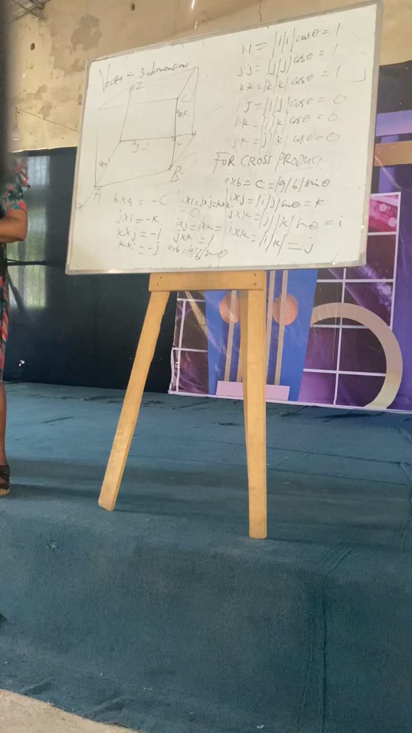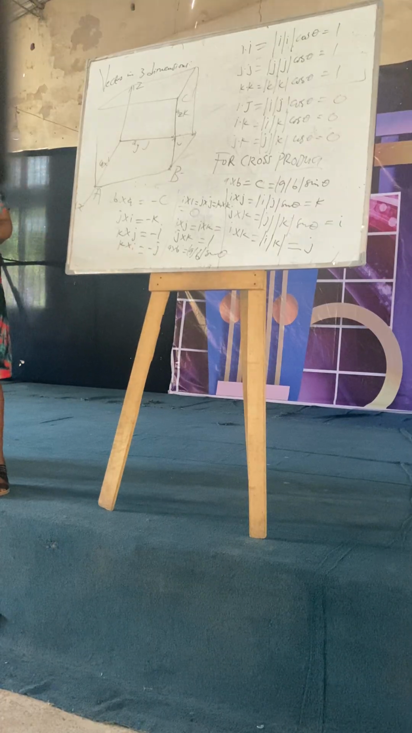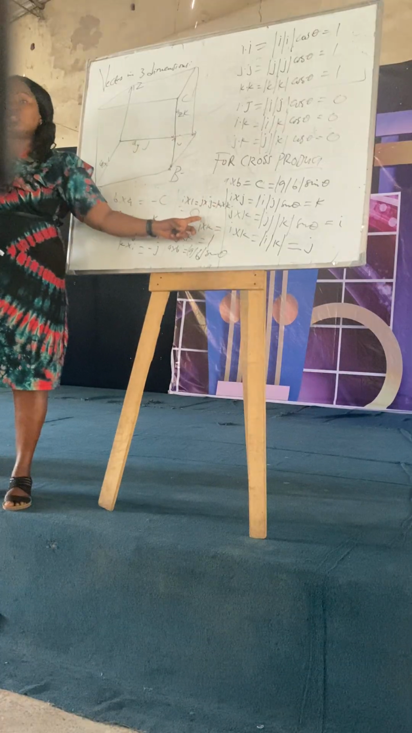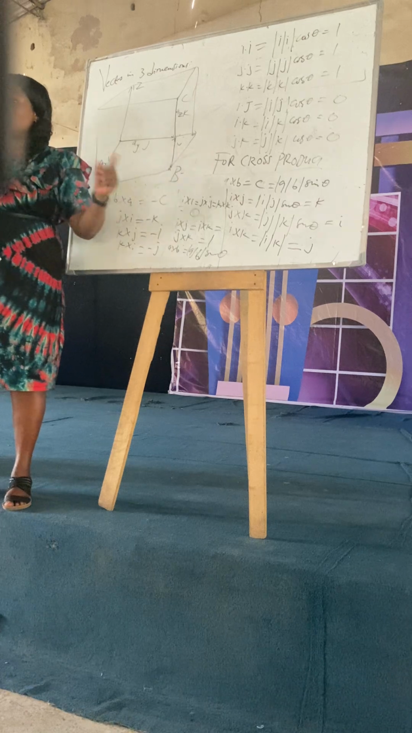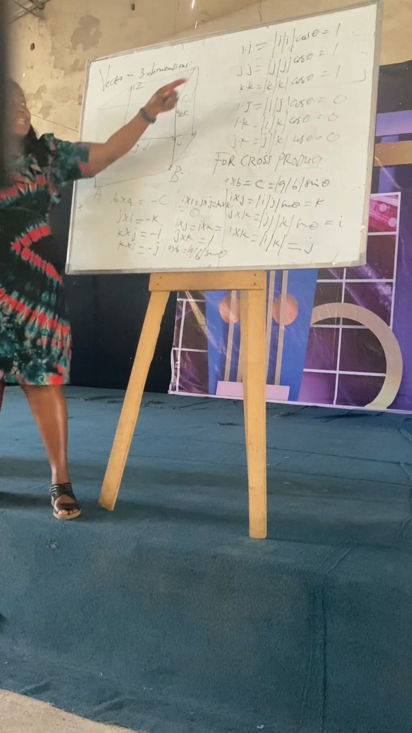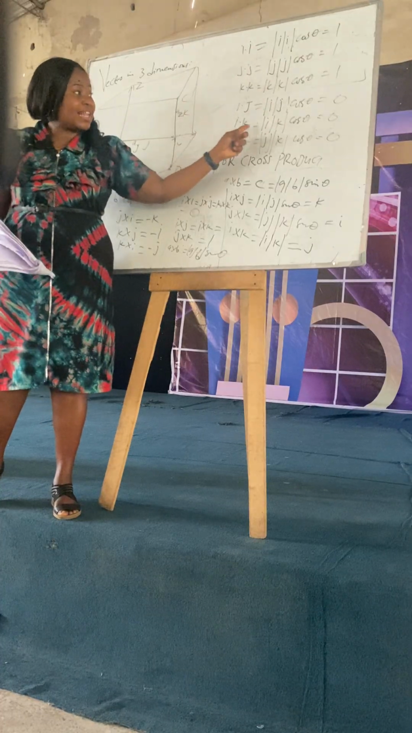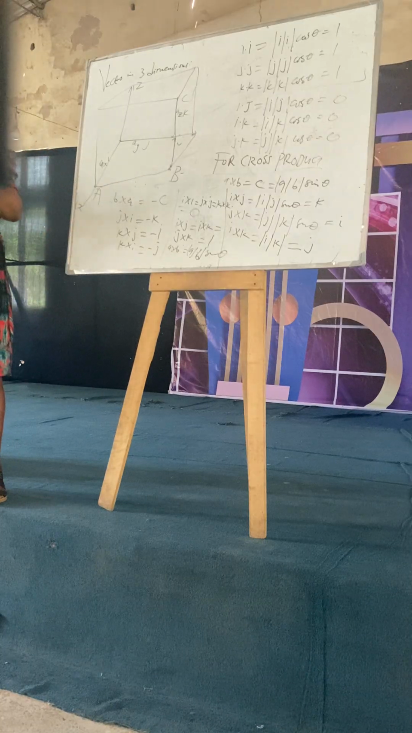Under unit vectors, when the vectors are parallel, under cross product they are equal to 0. When they are perpendicular, under cross product they are equal to 1. Then under dot product, when they are parallel, they are equal to 1. When they are perpendicular, they are equal to 0. Take note of that. Very, very important.